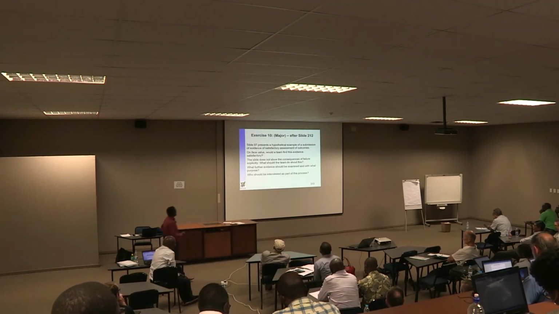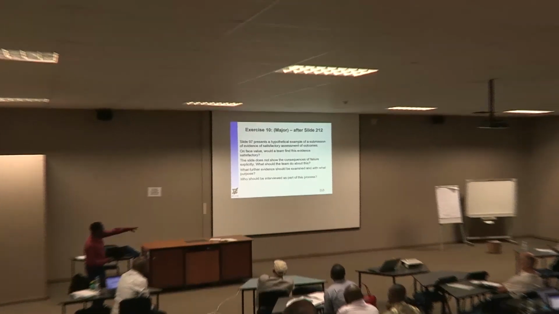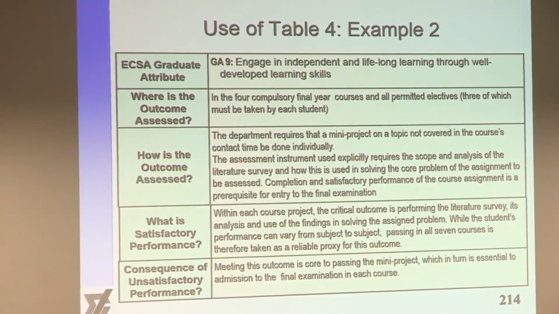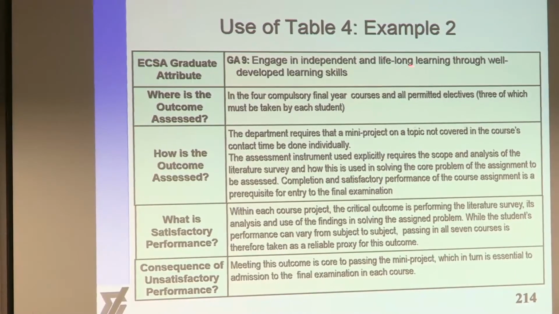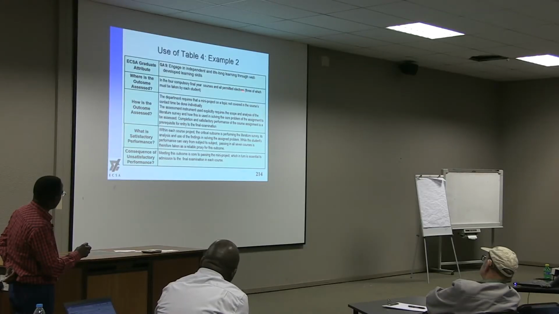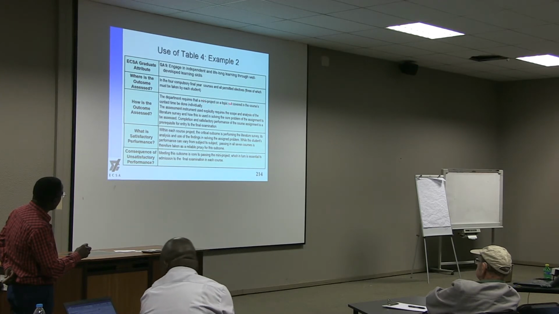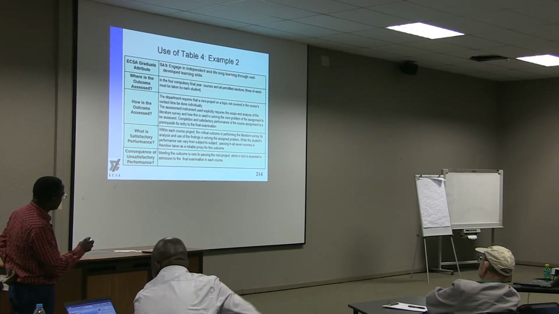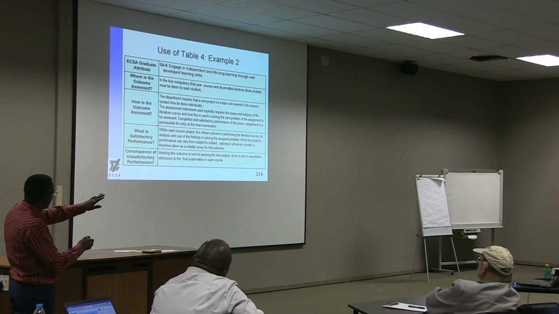It says, engage in independent and lifelong learning through well-defined developed learning skills. Where is it assessed? In the 4-year compulsory 5-year courses and all permitted electives, 3 of which must be taken by each student. How is this done? The department requires that a mini project on a topic not covered in the course content time be done individually. Remember, engaging in independent and lifelong learning. Independent, that's why it's not covered.